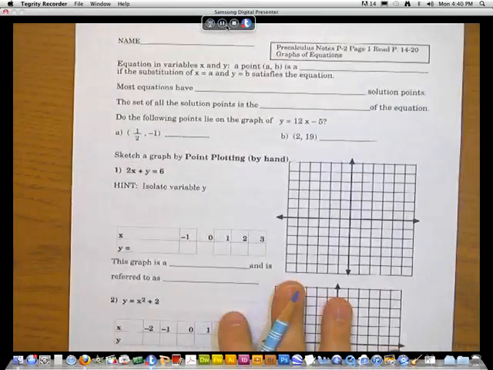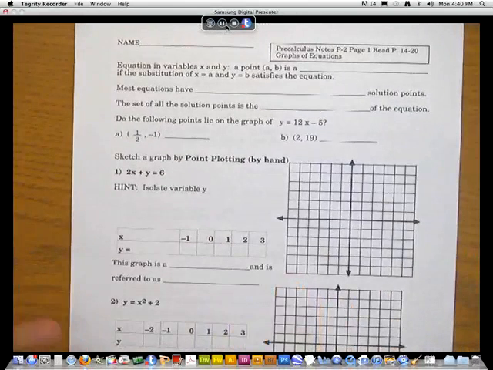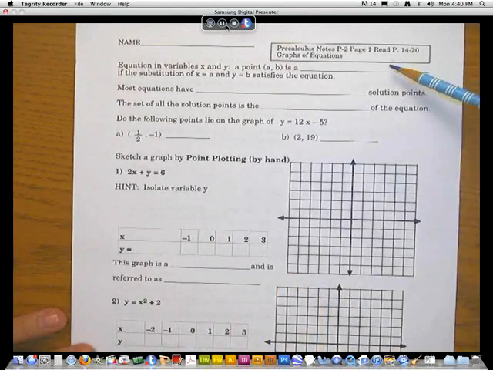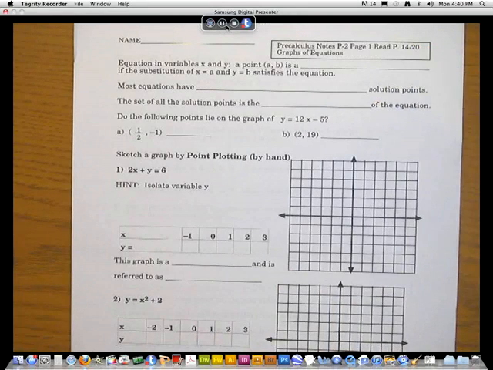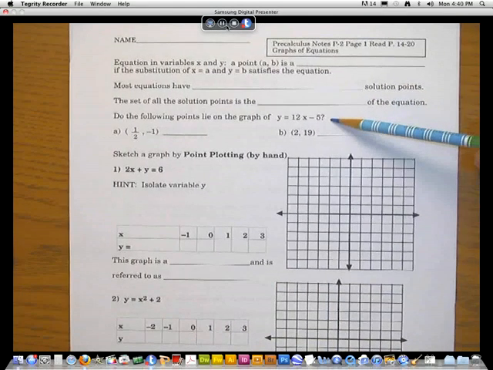Alright, we got P2 notes. There's only 2 pages to P2. You should be able to have got the vocabulary from the beginning of like page 14. Do the following points lie on the graph?